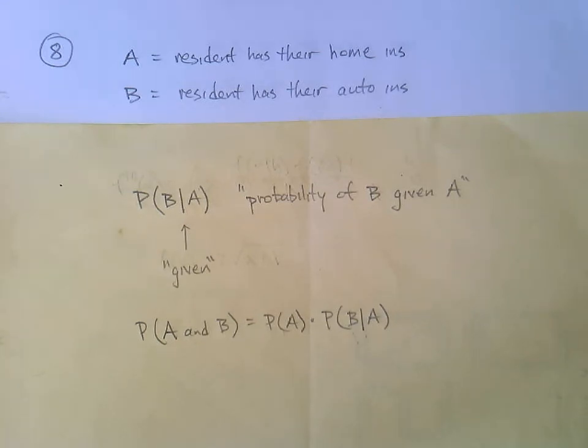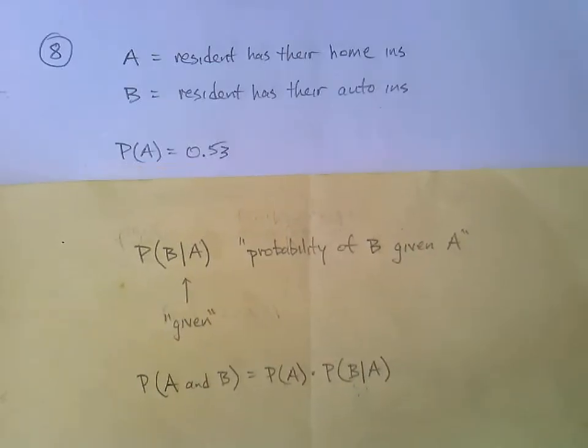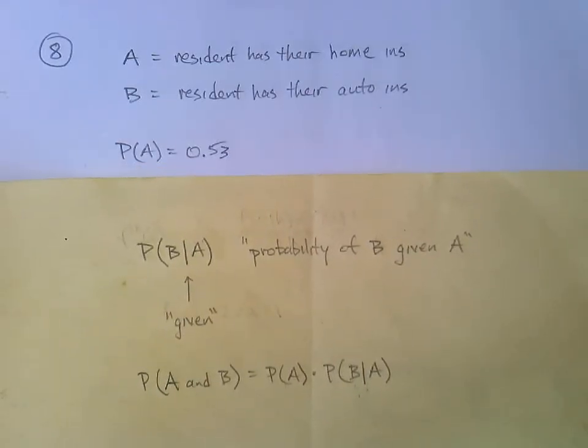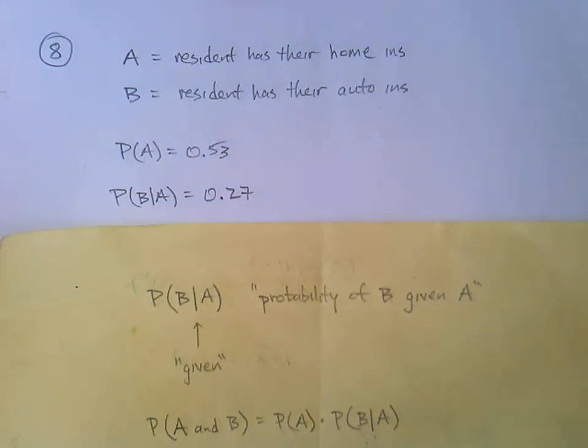Okay. So then what have they described to us in those first couple of sentences? Well, this one is a little bit easier to wrap your head around. They told us out of everybody in the city, 53% have our home insurance. So the probability of A is 0.53. Out of all the residents in the city, 53% of them are with us for their home insurance. What did they tell us in that second sentence? Of these clients, 27% also had automotive with the company. They just told us the probability of B given A is 0.27.